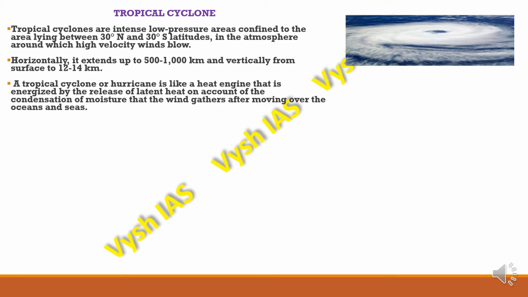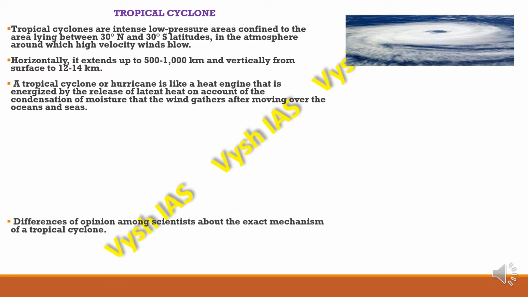This tropical cyclone, or hurricane, is like a heat engine which is energized mainly because of the release of latent heat on account of the condensation of the moisture which the wind carries when it blows over a water body like oceans and seas.